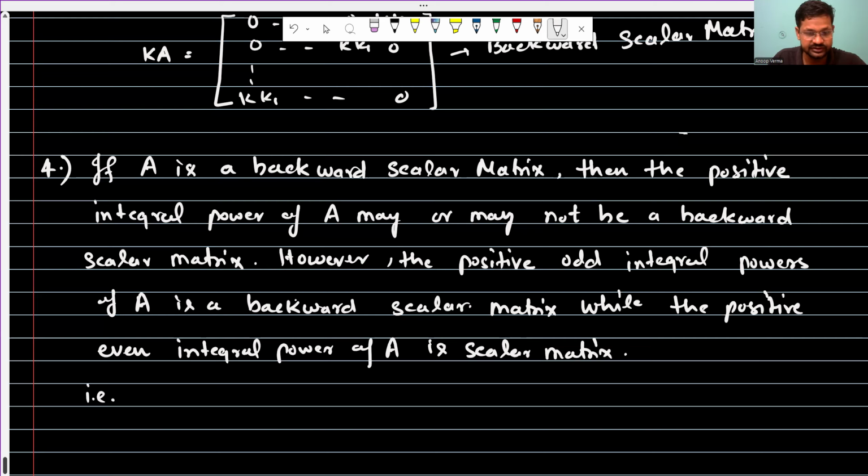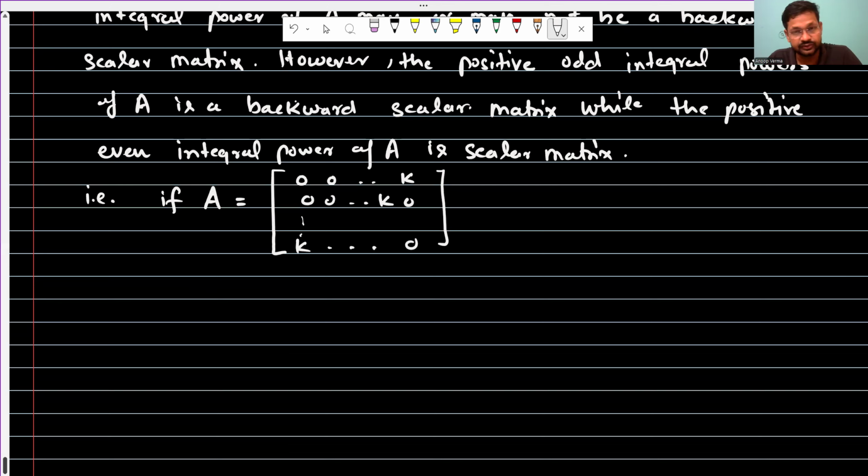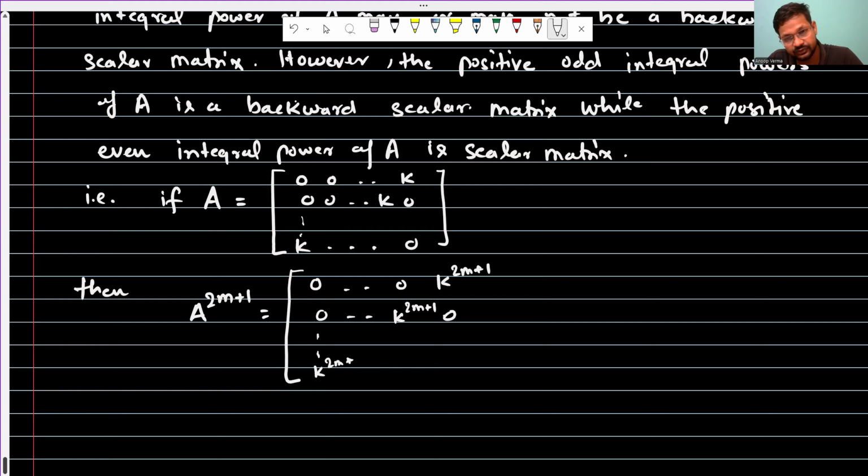Okay, so you can just have, if A is equal to 0 0 up to k, 0 0 up to k 0, some matrix. अब इसकी इंटीग्रल पावर लेनी है ना, तो अगर हम इसकी ऑड पावर लेते हैं तो it will be again backward scalar. तो ऑड पावर को हम कैसे डिफाइन कर सकते हैं, this is a power some 2m+1 है ना, even plus some odd, some number 1, then it will become odd. तो इसको जब हम करेंगे तो this becomes of the form k to the power 2m+1, and this will be 0, this is k to the power 2m+1, and in this way this is k to the power 2m+1. इस तरीके से हम इसको मल्टीप्लाई करेंगे. So this is an odd integral power. So this will be a backward scalar.